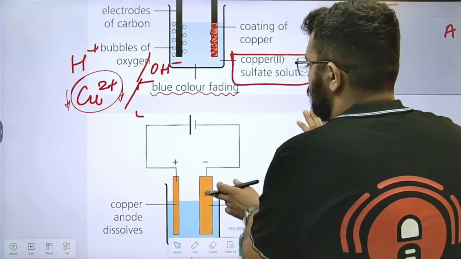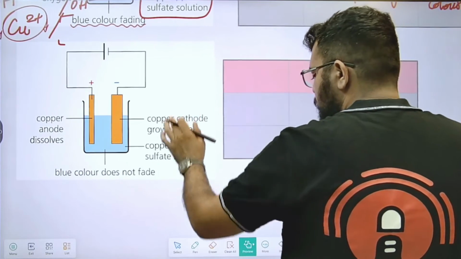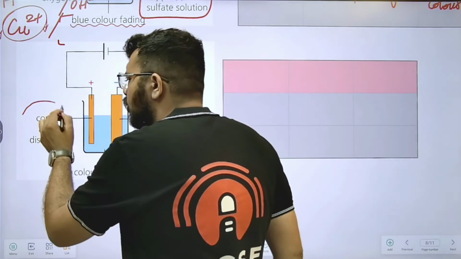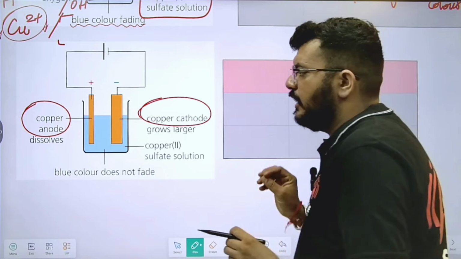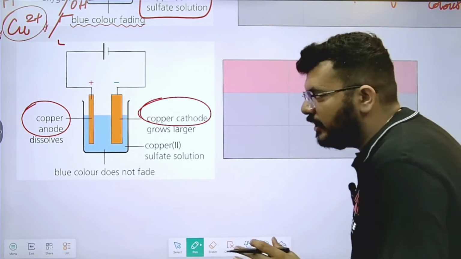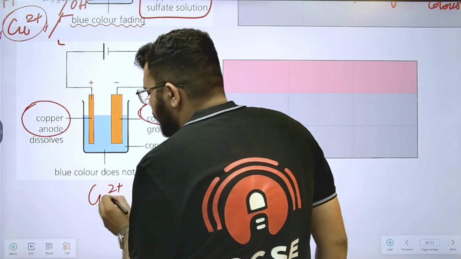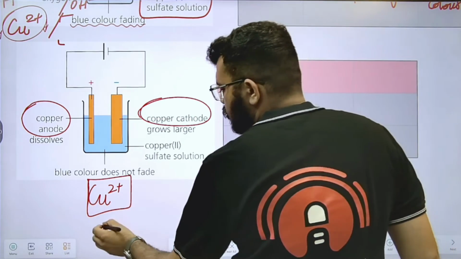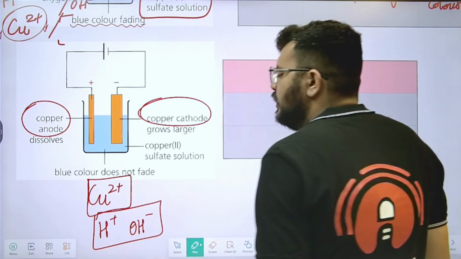But what happens when you don't use an inert electrode? That is going to be interesting, which is going to be the basis of purification of copper. Now you have copper anode, you have copper cathode. Because you have copper anode and cathode, they are going to take part in reaction. One is going to increase in size, one is going to get depleted, so they are not inert anymore. And you have copper 2 plus inside your solution, right? Obviously it is solution, so you do have H plus and OH minus, right?